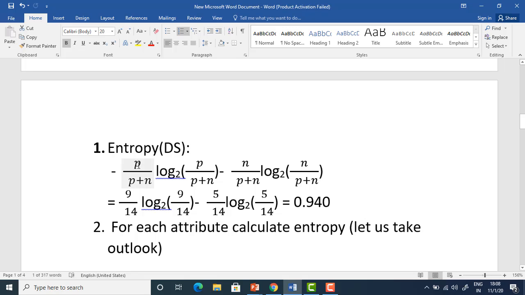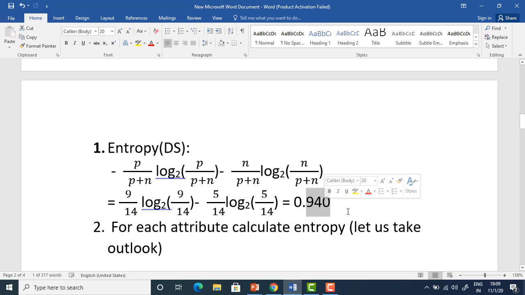P is positives, which we already know the values. P is 9 in this case and N is 5. Substitute all those values. P is 9, and P plus N, 9 plus 5, is 14. So log base 2 of 9 by 14, minus N is 5, so 5 by the total 14, log base 2 of 5 by 14. We get the entropy as 0.940 for the given data set.